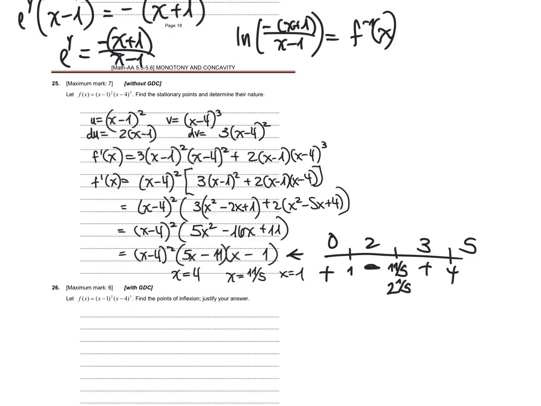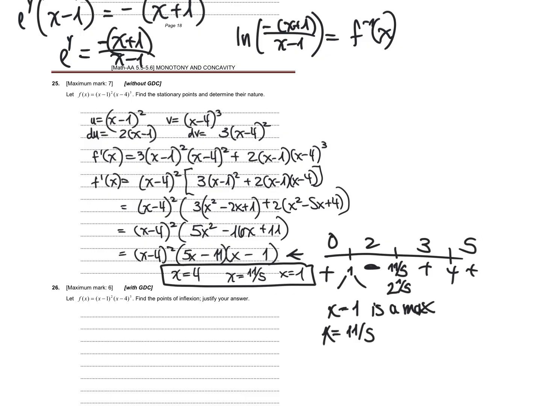And 5 also positive. So stationary points, we've got those, and their nature. So x equals 1, because it's going positive gradient, negative gradient, is a max. At x equals 11/5, we've got negative to positive, is a min, and x equals 4 is just a stationary point.